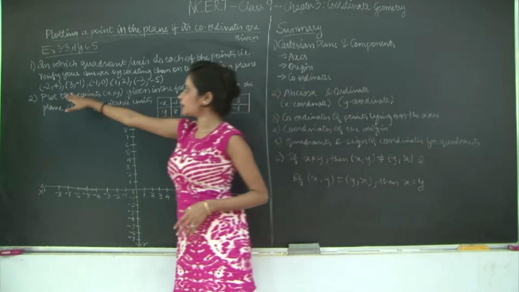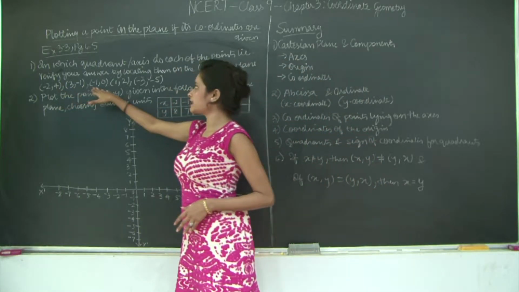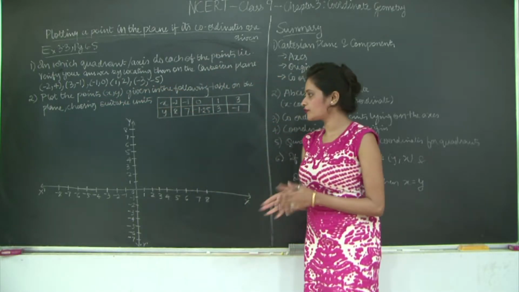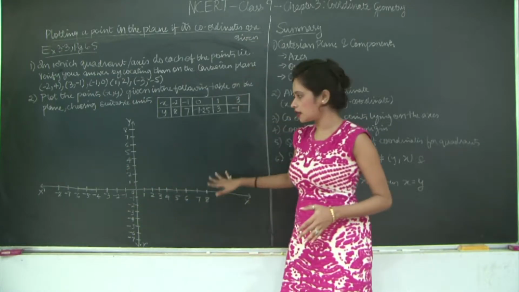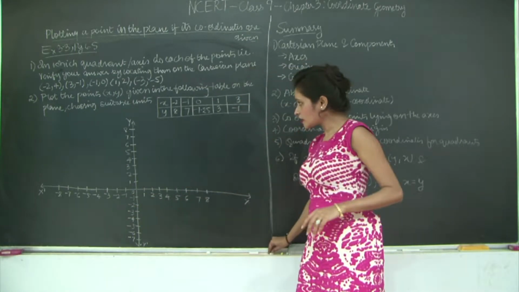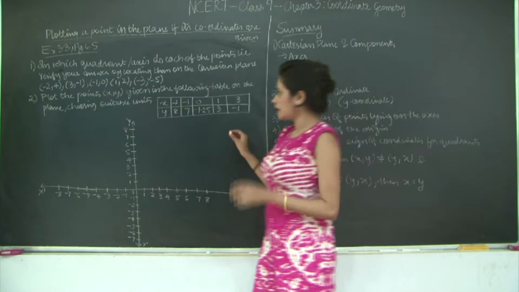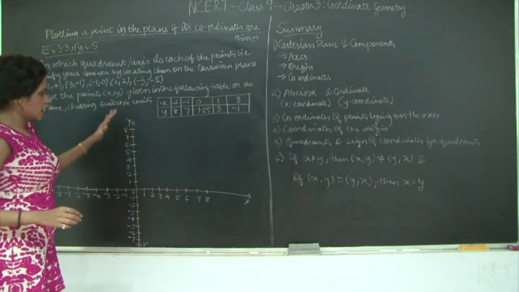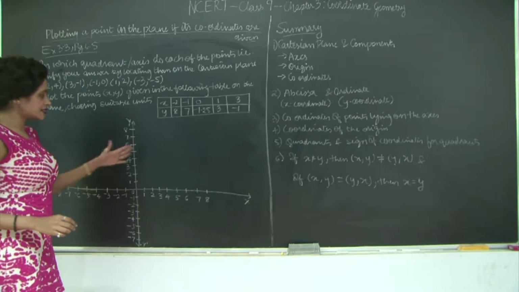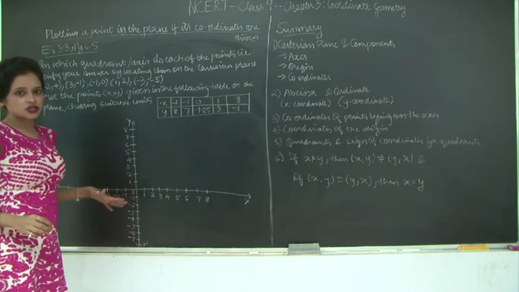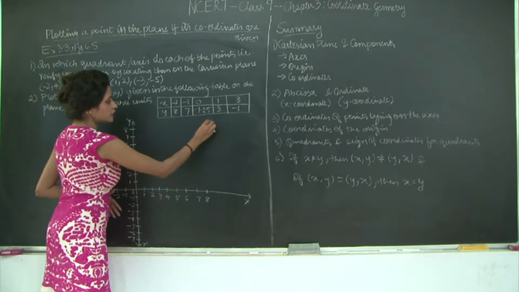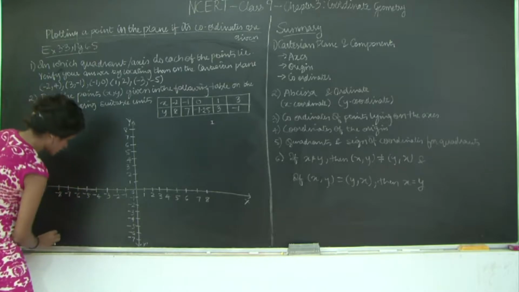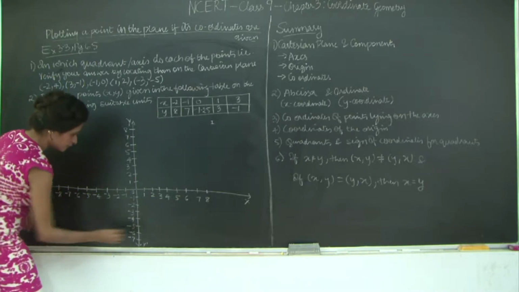So our points are here: (-2, 4), (3, -1), (-1, 0), (1, 2) and (-3, -5). First of all, I have drawn a Cartesian plane over here. Before plotting the points, we have learned that the horizontal x-axis and the vertical y-axis divide our plane into 4 equal parts known as quadrants. So this is the first quadrant, second quadrant, third quadrant and fourth quadrant.